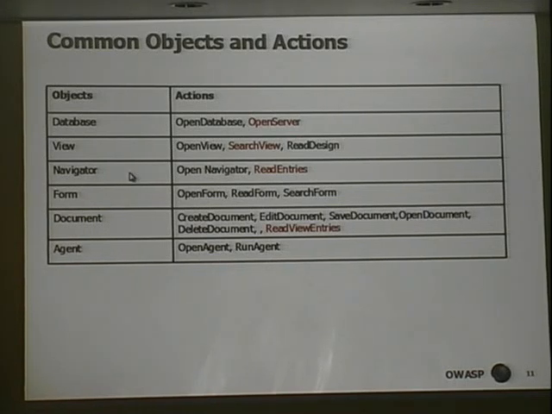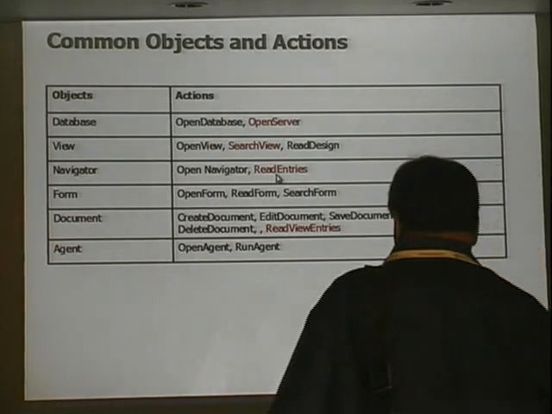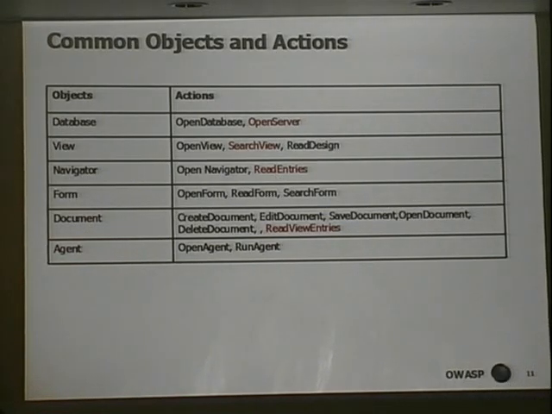Navigator. Navigator basically will give you a list of visible views, which means not hidden views, in the database. And there's an interesting action called read entries. The read entries action for the navigator will return the list of visible views in XML format. So if you're a pen tester, you can try this and do something with it. Again, document is straightforward: create, edit, save. And again, read view entries can give you a list of documents in one view, but in XML format.